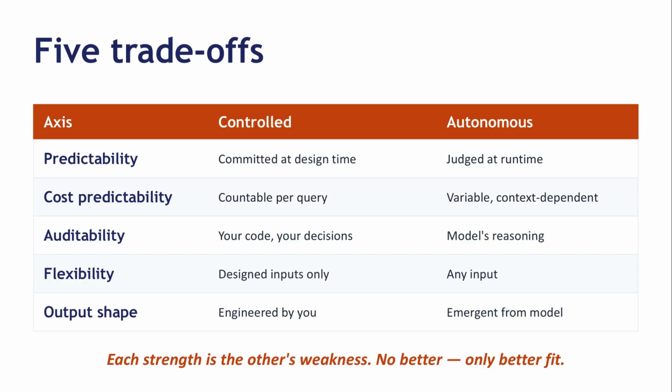5. Output shape. Engineered versus emergent. T5's analyst voice was designed by you, with system prompts and nudges. Claude Code's voice is whatever the model produces, including caveats you didn't ask for. Each architecture's strength is the other's weakness. There is no better. There is better fit for the problem.